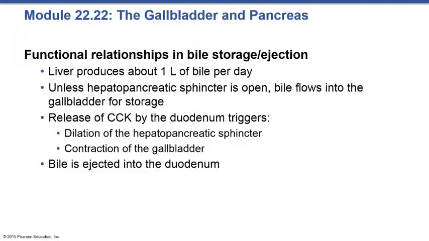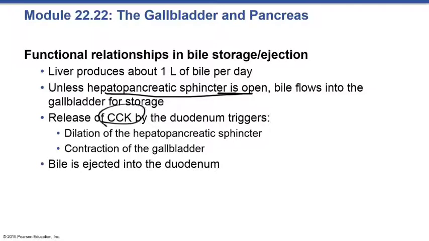There's about 1 liter of bile produced every day, and that bile will flow into the gallbladder for storage, but if the hepatopancreatic sphincter is open, then it would be going directly into the duodenum. So unless this is open, it goes to the gallbladder. If it is closed, then it's going to go back.